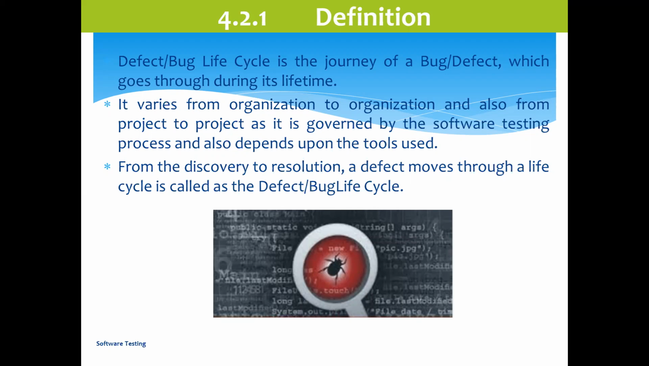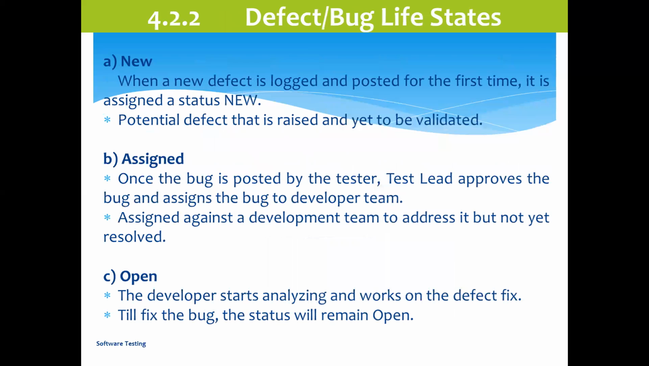From discovery to resolution, so when you found that bug and when it is resolved. From starting to ending, whatever process, activity, steps we are using, that is called a defect life cycle or bug life cycle. That is the definition. Now, whenever we are starting or raising the bug, some states are there. What are those states? Okay, so these are a few states we need to give as the status for that bug.